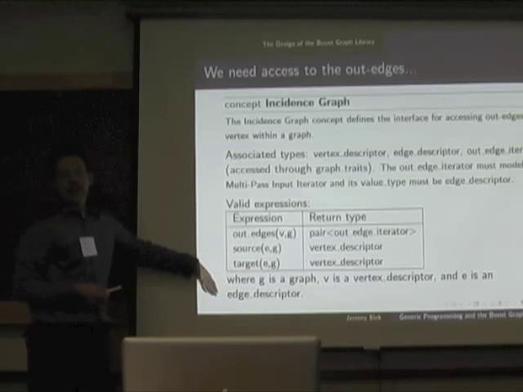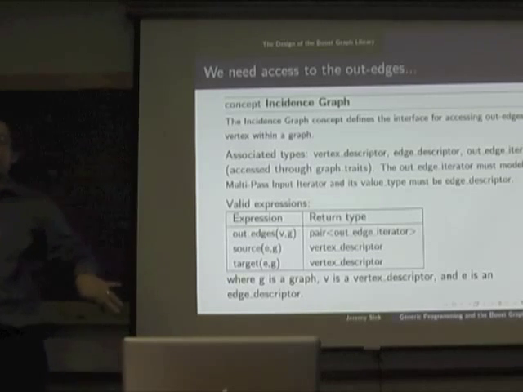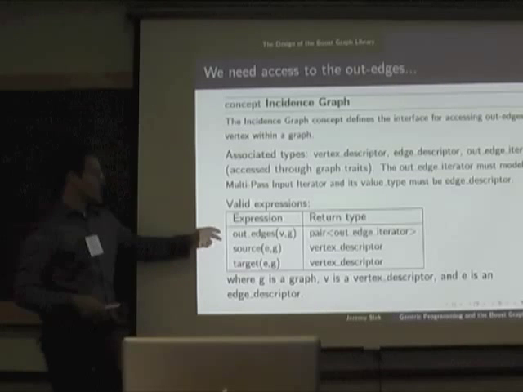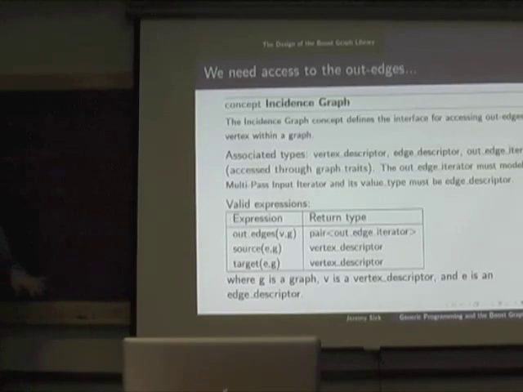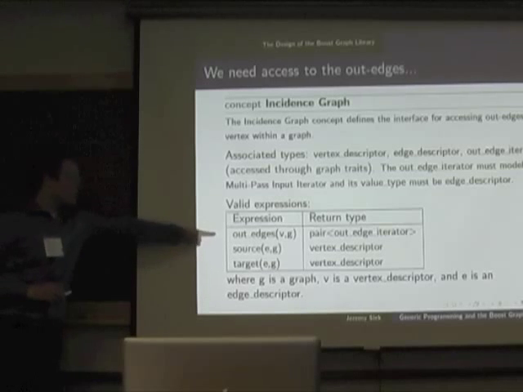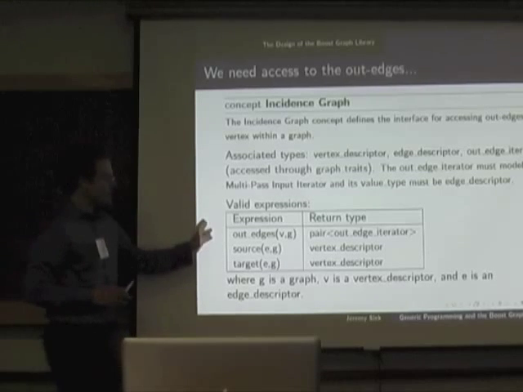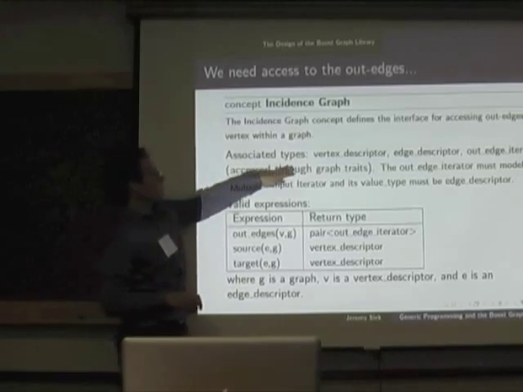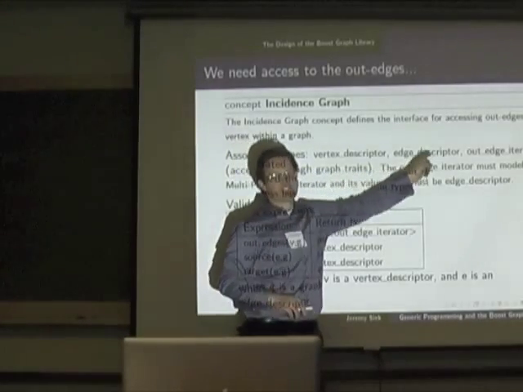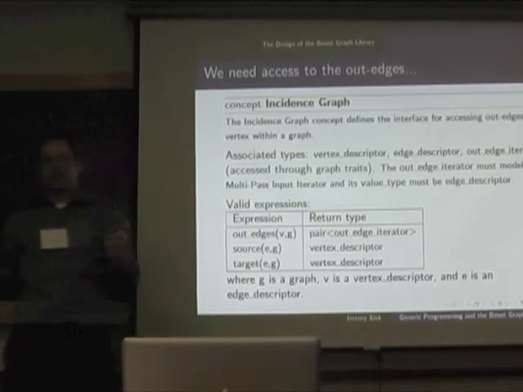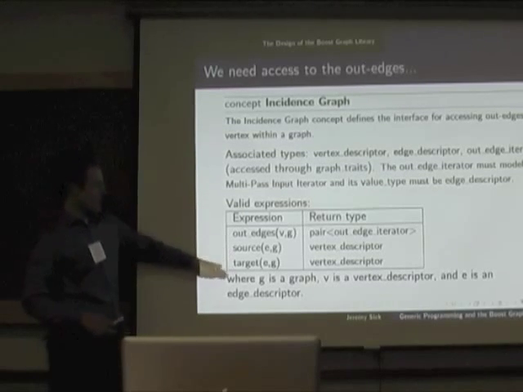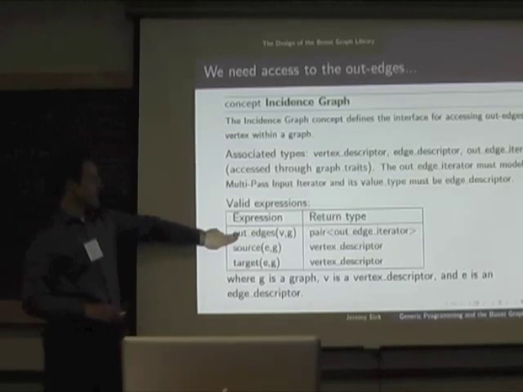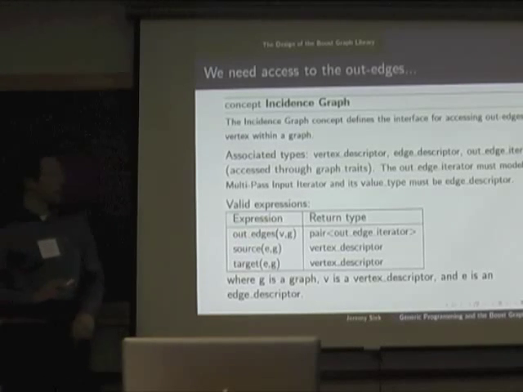Now there's a couple other concepts that I won't show you, ones that allow you to access the in edges, and also versions that are undirected. But for depth first search, all we need is to be able to access the out edges. And once you have an edge, I haven't hard-coded what an edge has to be. There's just this associated type, edge descriptor. If you're implementing a graph, you need to provide some type that provides a source and target function, and is the thing that you get when you dereference an out-edge iterator.